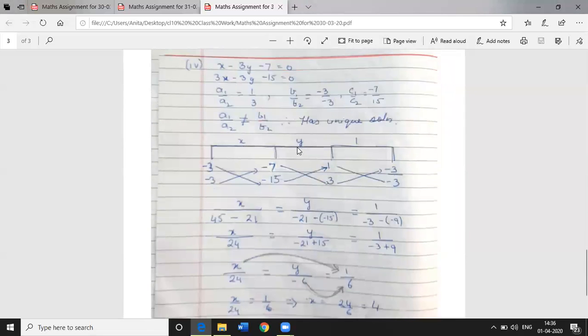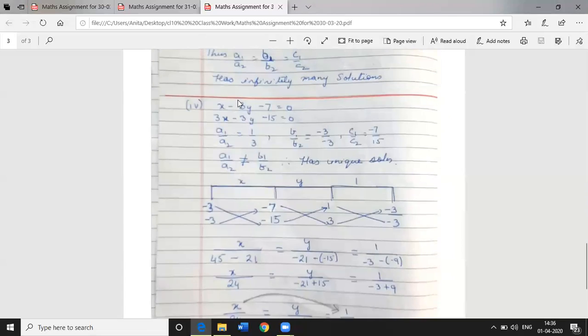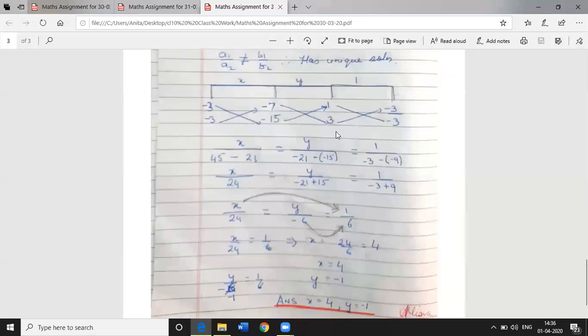The fourth one now, see here. A1 by A2 is 1 by 3, B1 by B2 is minus 3 by minus 3. So we have got A1 by A2 is not equal to B1 by B2. So there is a unique solution. So let's see how we're going to solve it. It's written in the standard form first. Yes, it is written in the standard form. So what are my A1, A2? 1 by 3, minus 3 by minus 3, and C1 by C2 is minus 7, minus 15. You have tried minus 7, minus 15.